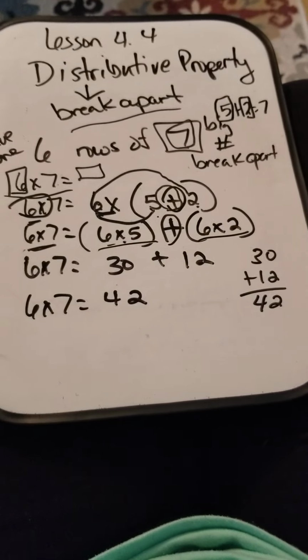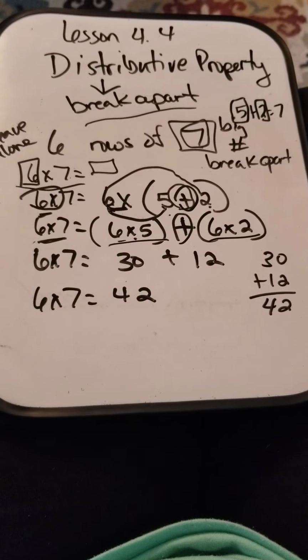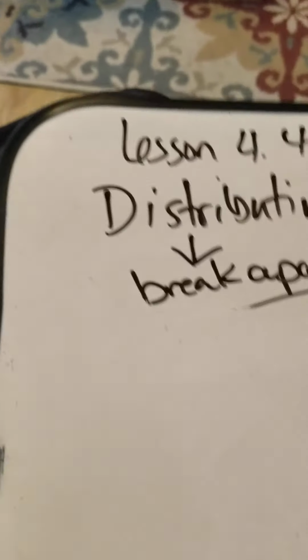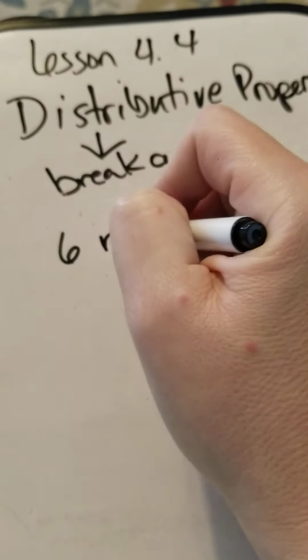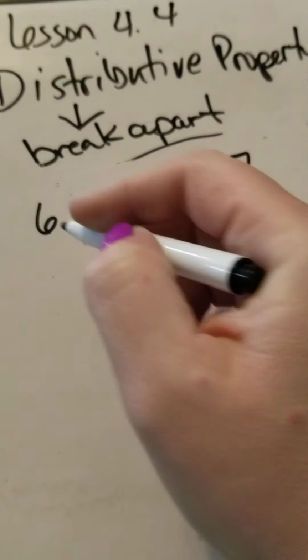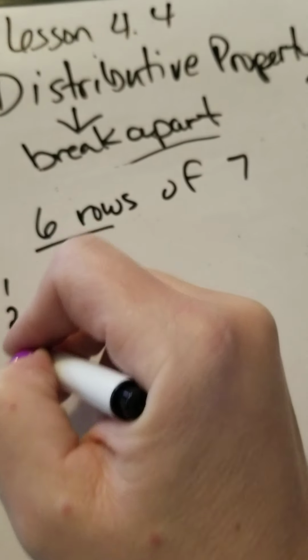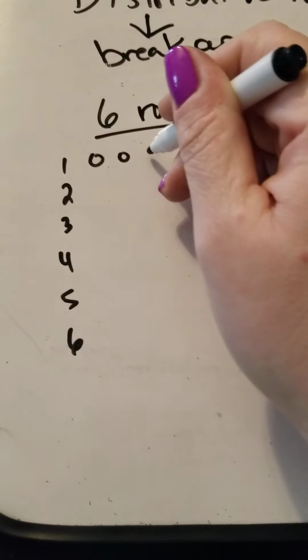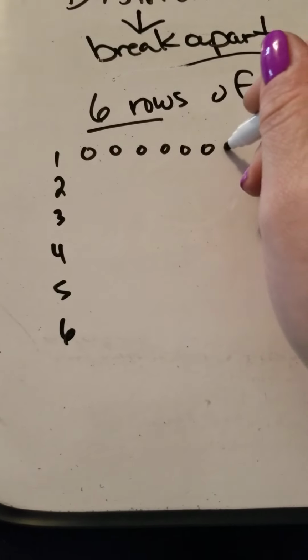Now, I'm going to show you, let me let you look at that, how to do that by using the array that they drew in your book. So bear with me for a second. Okay, so I'm going to show 6 rows of 7. 6 rows. That's 1, 2, 3, 4, 5, 6. 7 in each. 1, 2, 3, 4, 5, 6, 7.